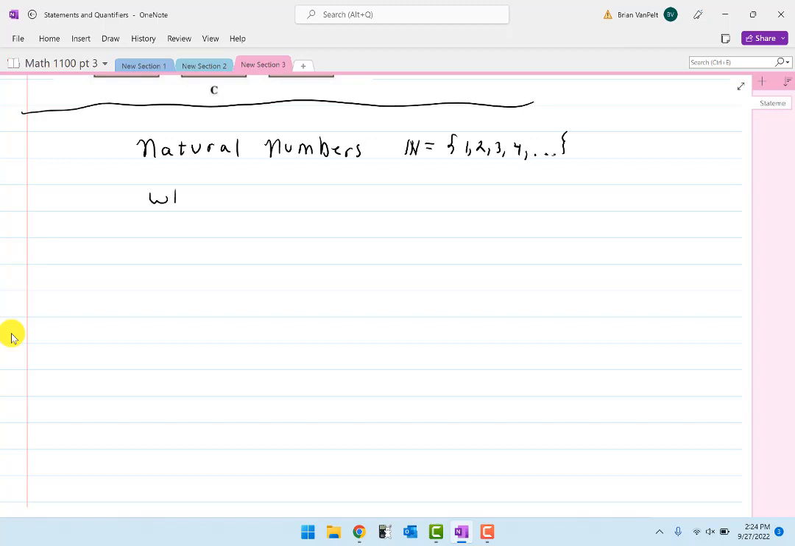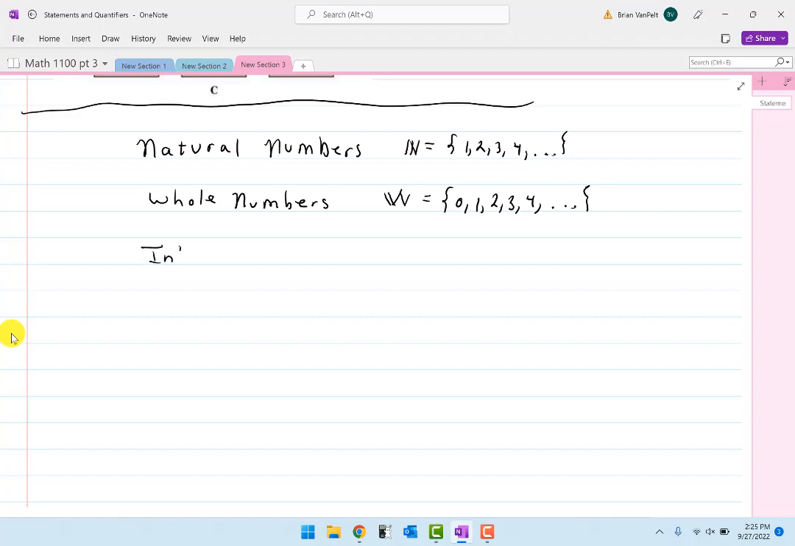And the whole numbers, I have made up my own symbol for it. The book doesn't have this symbol, but I'll use sort of like a weird W like that. It's the same as the natural numbers, except it starts at 0 instead.